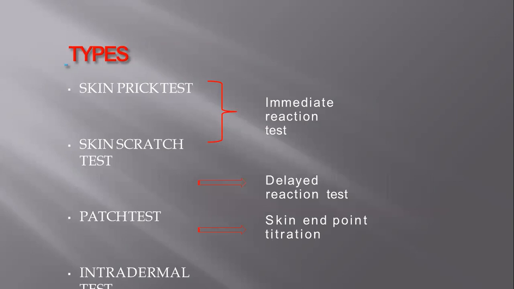So let us see further the types of allergic skin test. We divide them into categories: immediate reaction test, delayed reaction test, and skin endpoint titration. For the immediate reaction test, we use the skin prick test or skin scratch test, where we get the result within 10 to 15 minutes. The second is the delayed reaction test, where we use the patch test. Then for skin endpoint titration, we use the intradermal test. So these are the types.